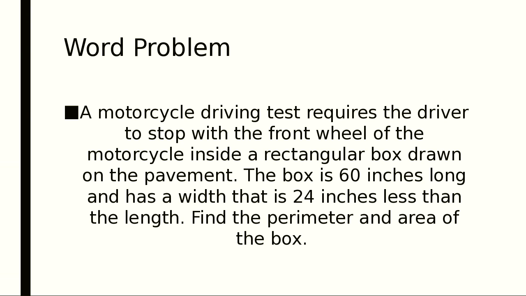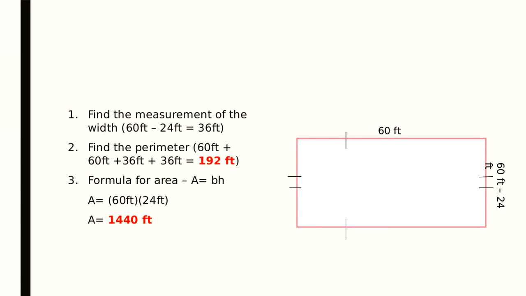And we know that it's a rectangle, so each two sides are going to be parallel to each other and equal. So there's going to be two sets of lines. Exactly. So let's go to the next slide. So there's our 60 feet, and then there's our 60 feet minus 24. That would be 36, I think. Correct. It's 36.